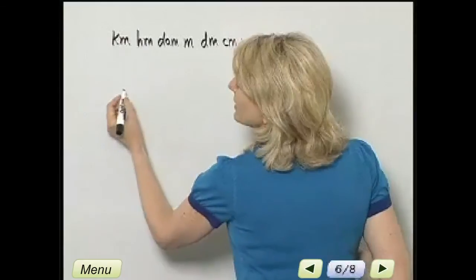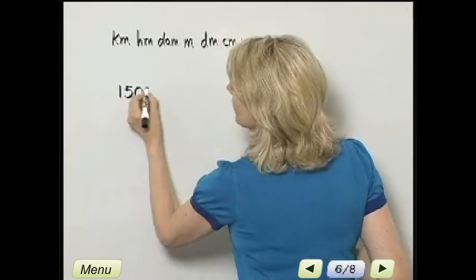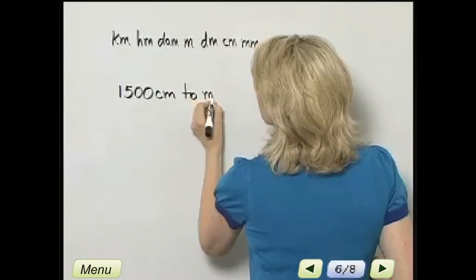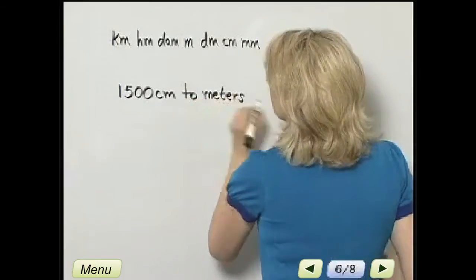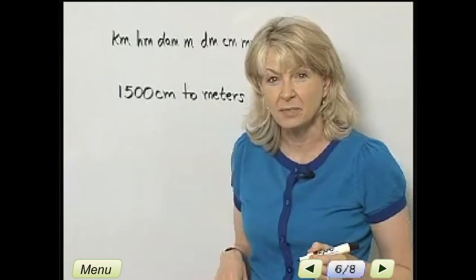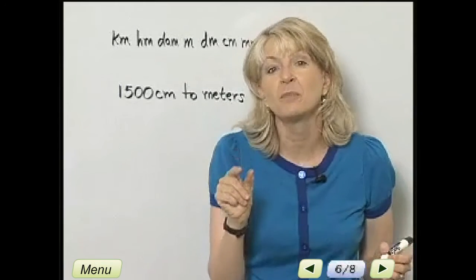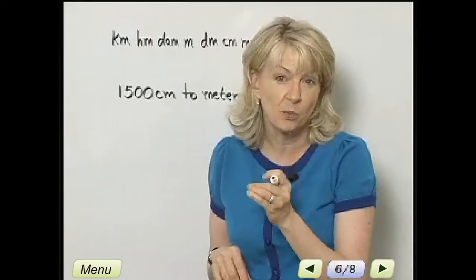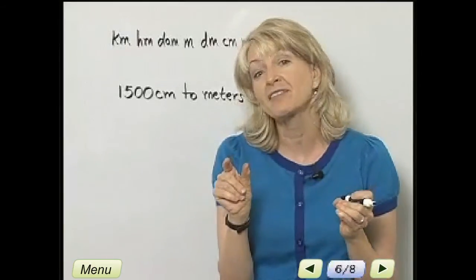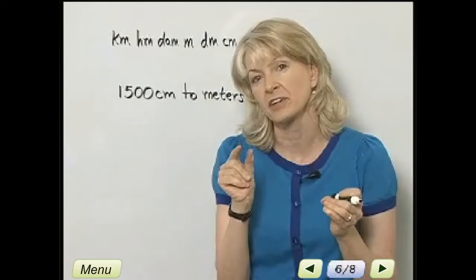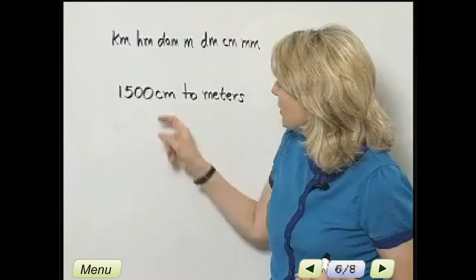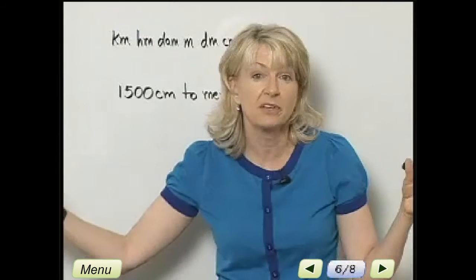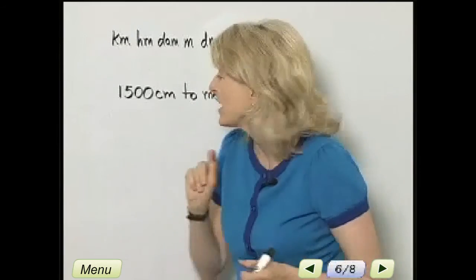So, for example, let's suppose we have 1,500 centimeters and we want to convert to meters. Now a centimeter is very small. We'll learn later that 2.54 centimeters equals 1 inch. So about 2.5 centimeters in an inch. So that's a very small thing. I've got 1,500 of them and I'm converting to meters. Remember, a meter is about a yard. So let's see how we convert.